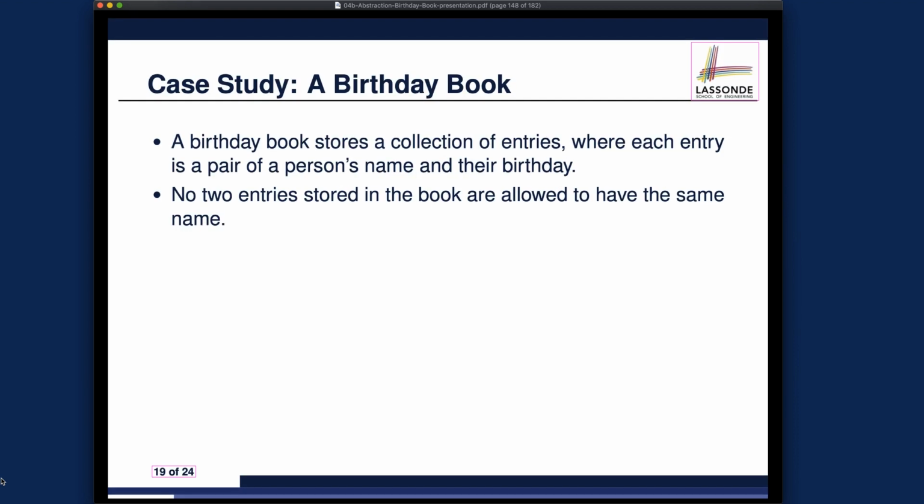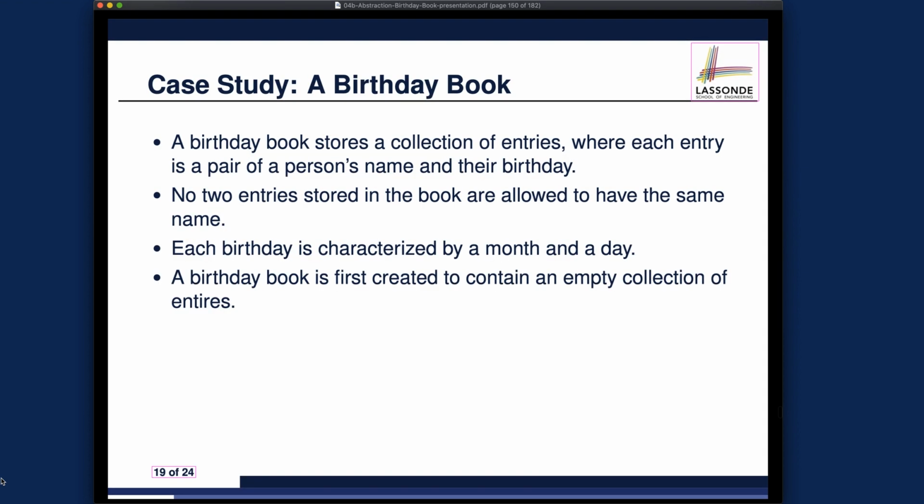Okay, let's go over some other things about the birthday book. No 2 entries in the book are allowed to have the same name because it's the domain value, so it should be a set. It's also a search key from the implementation point of view, so there should not be any duplicates. Each birthday will be a month and day. When we first create the birthday book, it should be an empty collection of entries. Mathematically, it should be an empty function to begin with for the model.